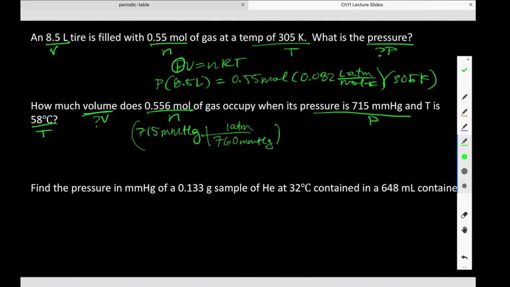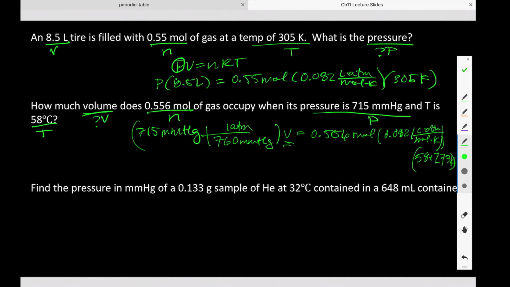So P times V is equal to N times R times T, which is 58 plus 273, right, Kelvin, and then we would solve for our V, yes?